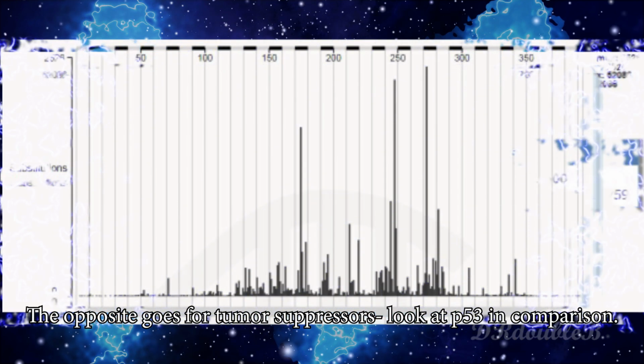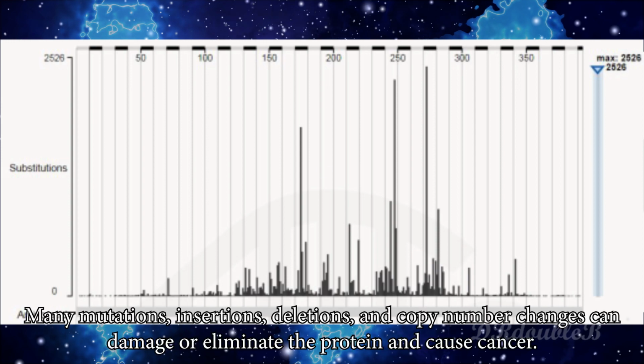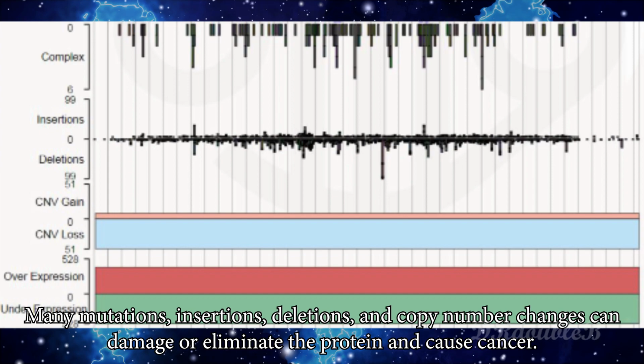The opposite goes for tumor suppressors. Look at p53 in comparison. Many mutations, insertions, deletions, and copy number changes can damage or eliminate the protein and cause cancer.